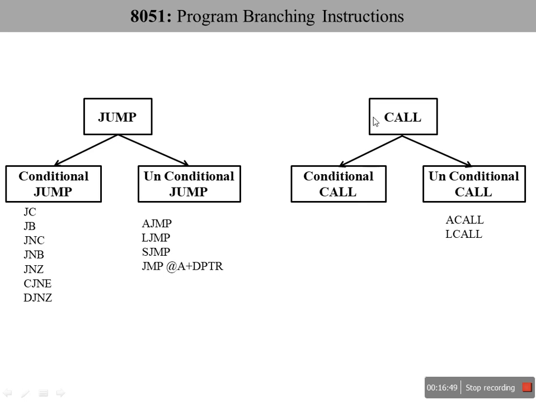Again, the jump instruction and the call instruction can be divided into two different categories called conditional jump and unconditional jump. The conditional jump will take control from one point to another point based on certain conditions, whereas unconditional jump instruction, without taking any conditions into consideration, control will be taken from one place to another place or from one address to another address. For example, in conditional jump instruction, we have jump on carry, JC, jump on carry.